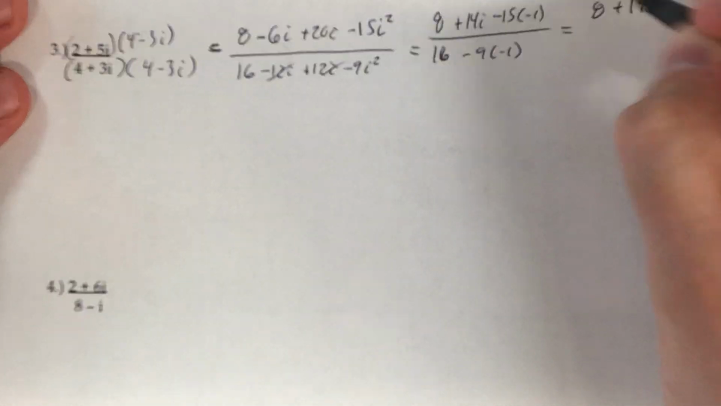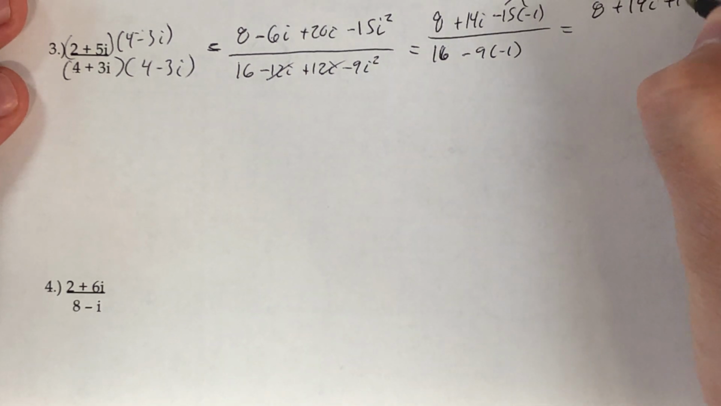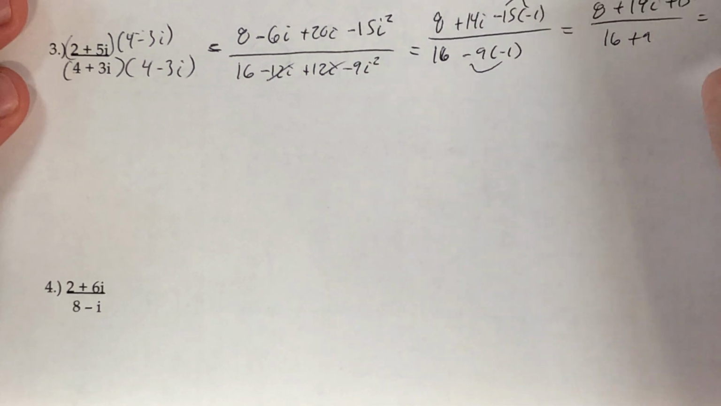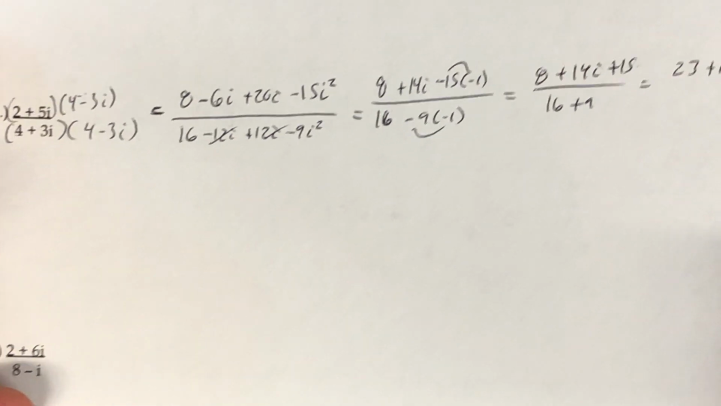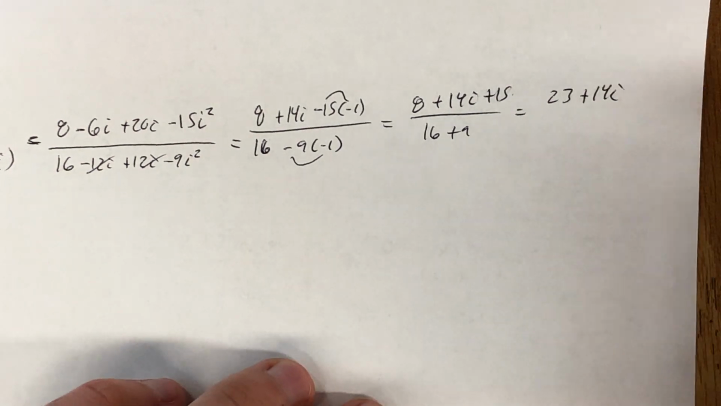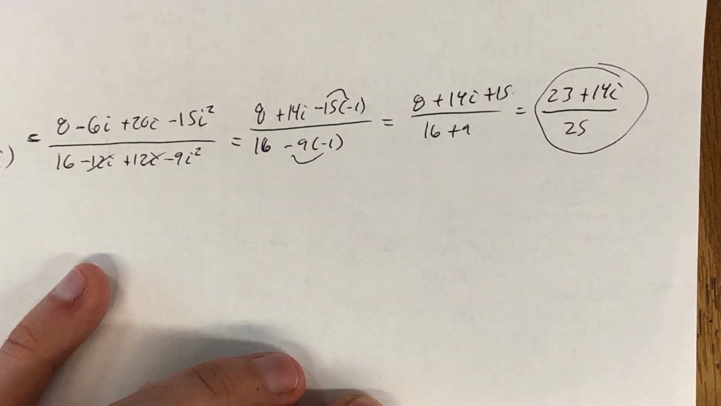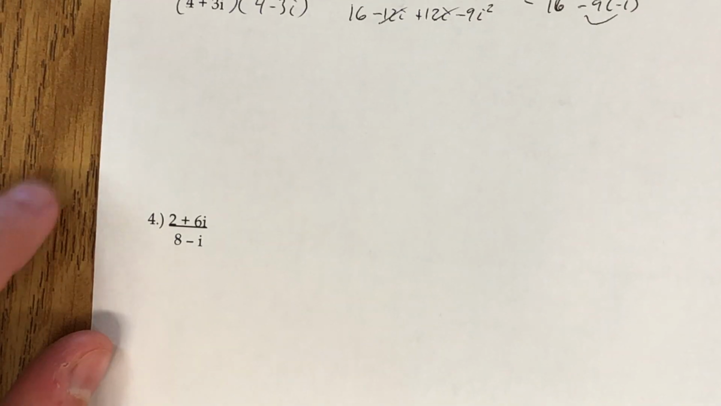Up top, let's simplify. Negative 15 times negative 1, positive 15. Negative 9 times negative 1, positive 9. So we get 8 plus 15 is 23. Sorry, I'm losing you. 8 plus 15 is 23. 16 plus 9 is 25. Cool, cool, cool. Last one.